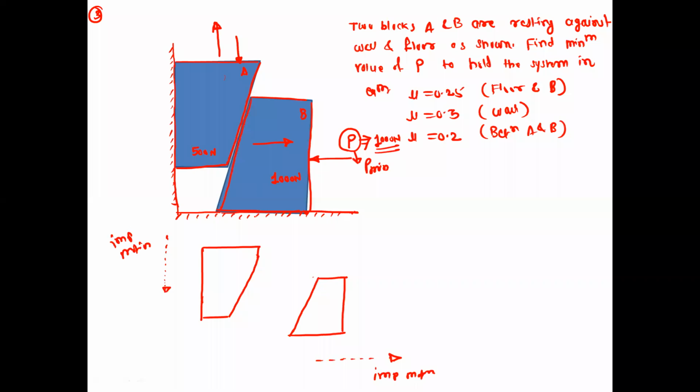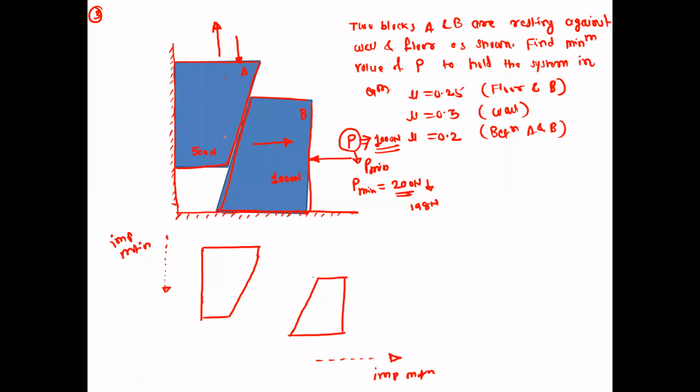So when this motion is possible, when P is minimum, it will just hold the system in equilibrium. Suppose that minimum value is 200 Newton. So 200 Newton will just hold the system in equilibrium. If you apply a force just less than 200 Newton, let us take 198 Newton, then at this force the whole system will start the motion.